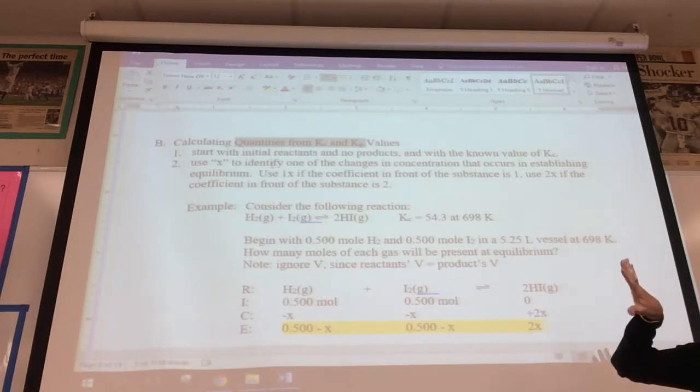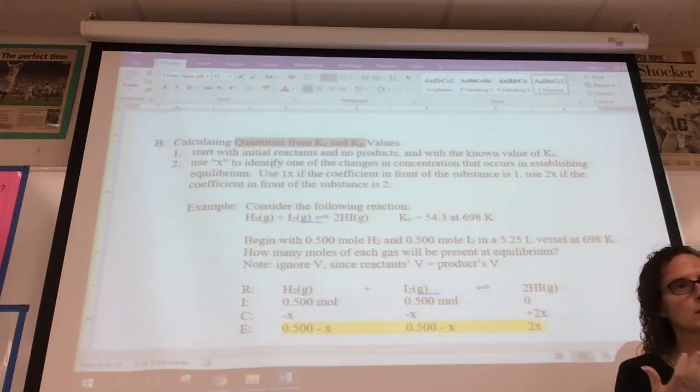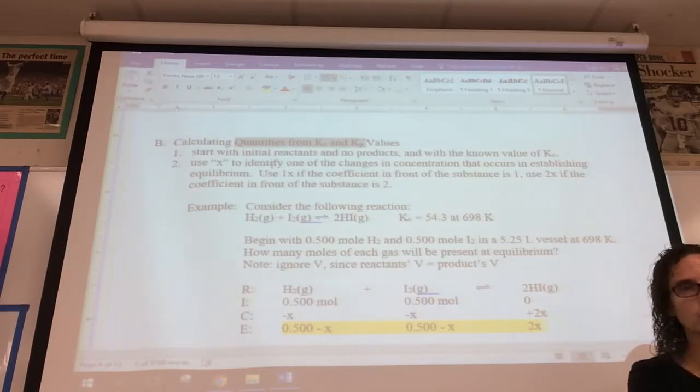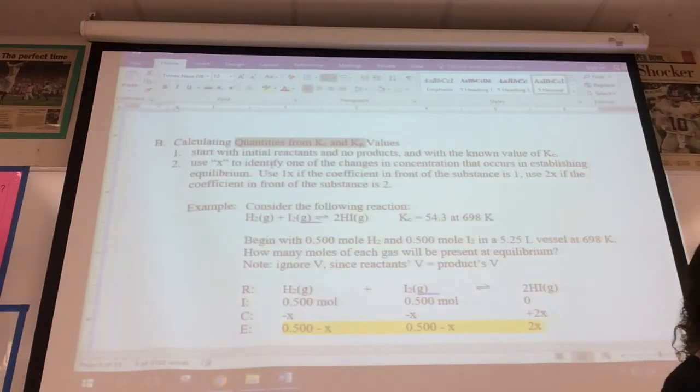If the coefficient's 1, you'll use 1x. If the coefficient's 2, you'll use 2x. If the coefficient's 3, you'll use 3x. You just have to figure out if you're going forward or reverse. If you have no products, you have to be going forward. You subtract from the left side, you add to the right side.